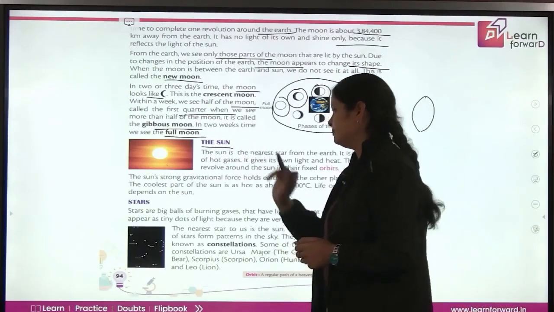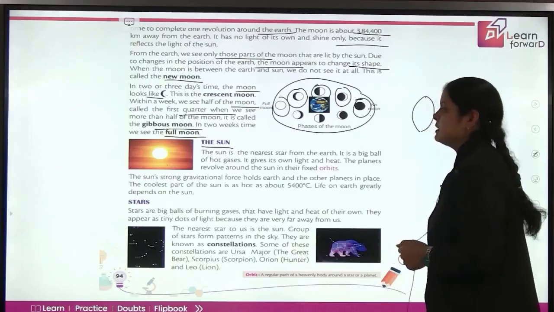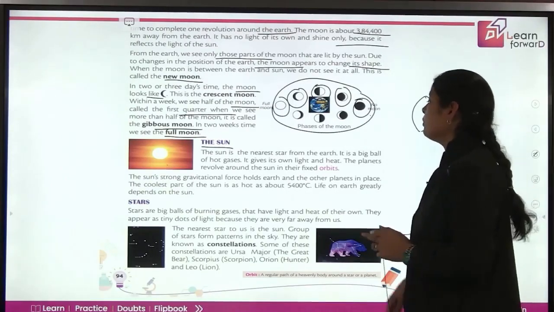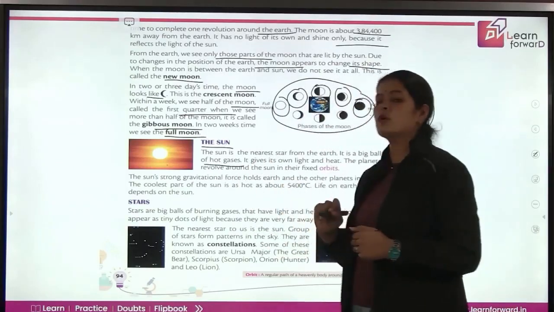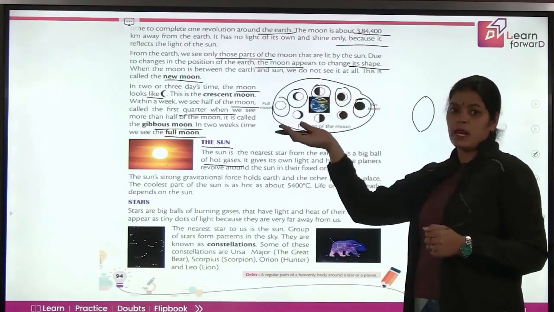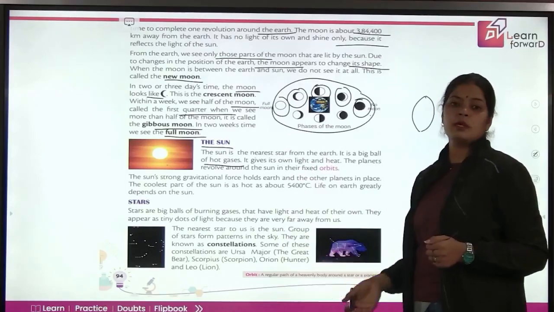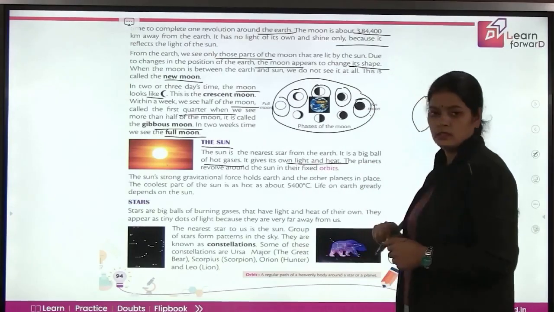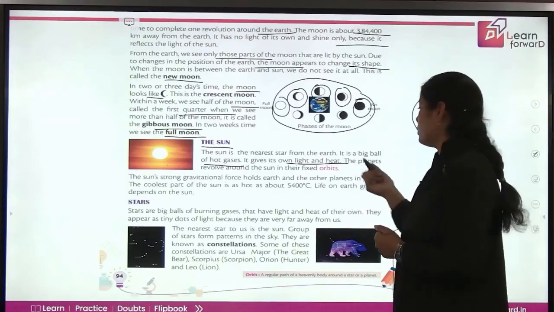Now the sun. The sun is the nearest star from the earth. It is a big ball of hot gases. Just like some of the planets, the sun is also made up of hot gases. It gives its own light and heat because of these gases.